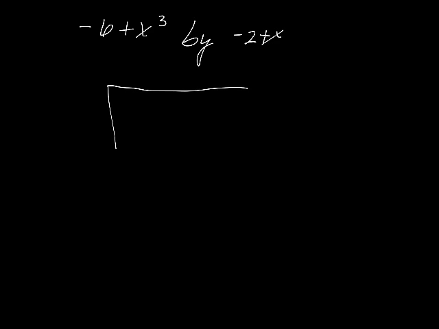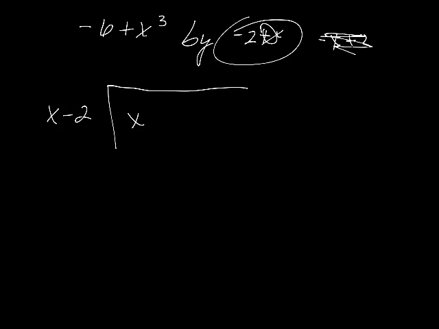So 16.4 says divide negative 6 plus x cubed by negative 2 plus x. Okay, so again, we're going to switch things around, and we're going to put x minus 2 in front. So remember, you just switch those around and make sure the sign goes with it. This does not become negative x plus 2. The sign positive goes with the x when we move it in front of the minus 2. Same thing happens here.